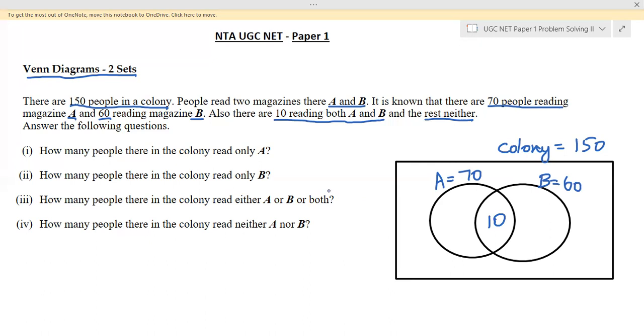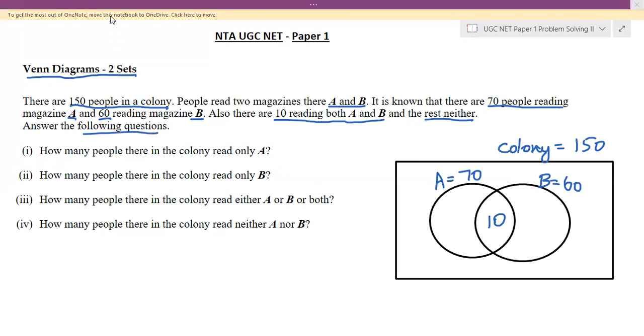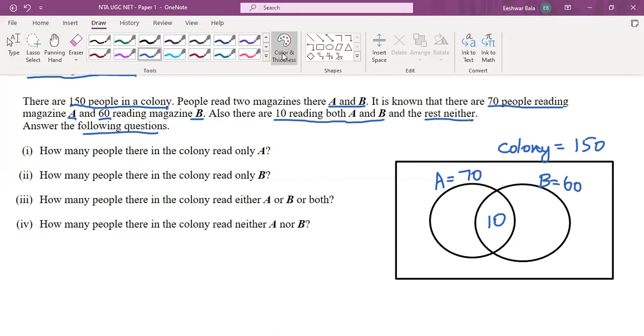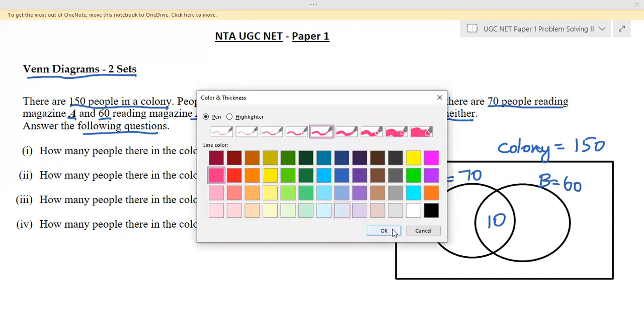Now, with this basic understanding, let's try to answer the following questions. That is what is requested here in the question. Before that, let me just change the color of the ink here. So I'm going to choose a different color. Yes, I think pink would be fine.